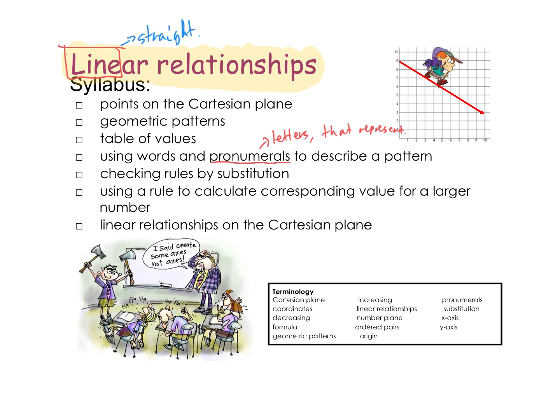Okay, checking rules by substitution. Substitution means to replace. So we'll be replacing our letters with particular numbers. Using a rule to calculate corresponding values for a larger number. That means that we would use our rule, which might only go for 4 or 5 values, and we'll check it for a much larger value. And when I say value, I just mean number. And we'll also do linear relationships on the Cartesian plane, and they will be in some way related to a straight line.